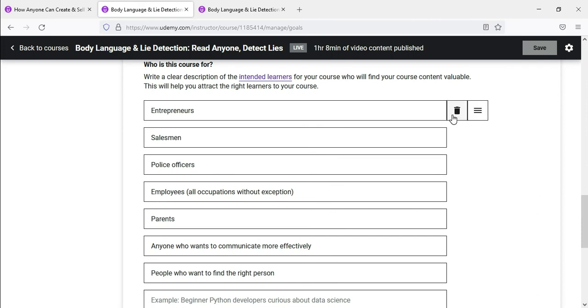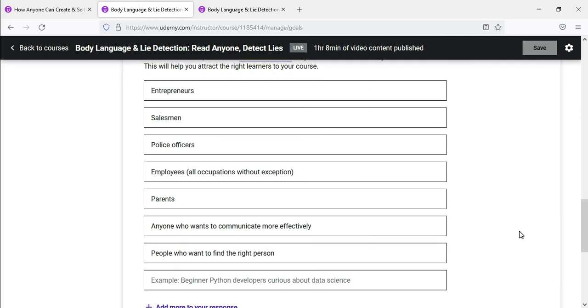So you want to list your intended learners individually here. Anyone who will benefit from taking your course, you list them here. Obviously, no course is for everybody. That's why you should identify your intended learners and list them here so that it's clear who your course is intended for.